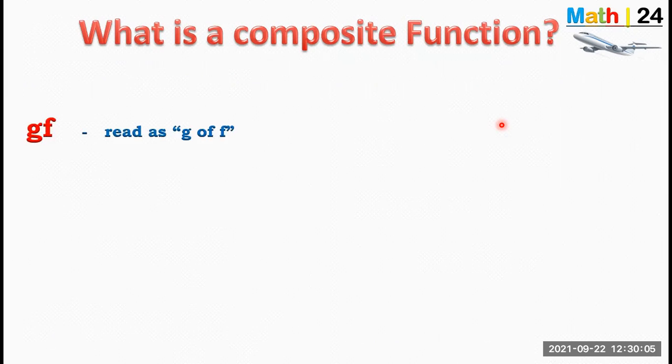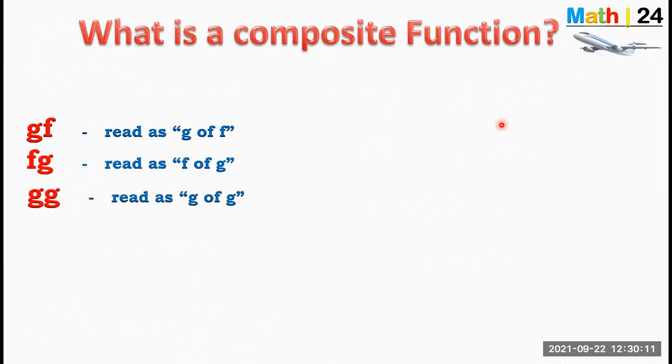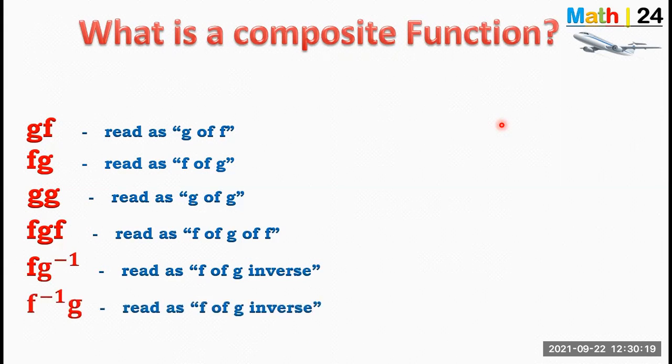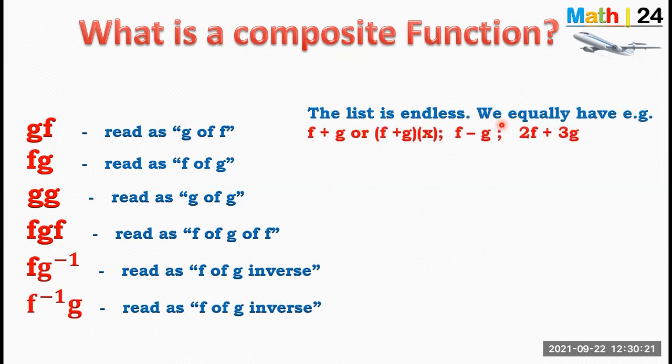We have g of f, f of g, g of g, f of g of f. These are all composite functions. F of g inverse, f inverse of g. The list is endless. We equally have f plus g, f minus g, 2f plus 3g, for example. All these are composite functions. So it can be the sum of functions, difference of functions, and so on.